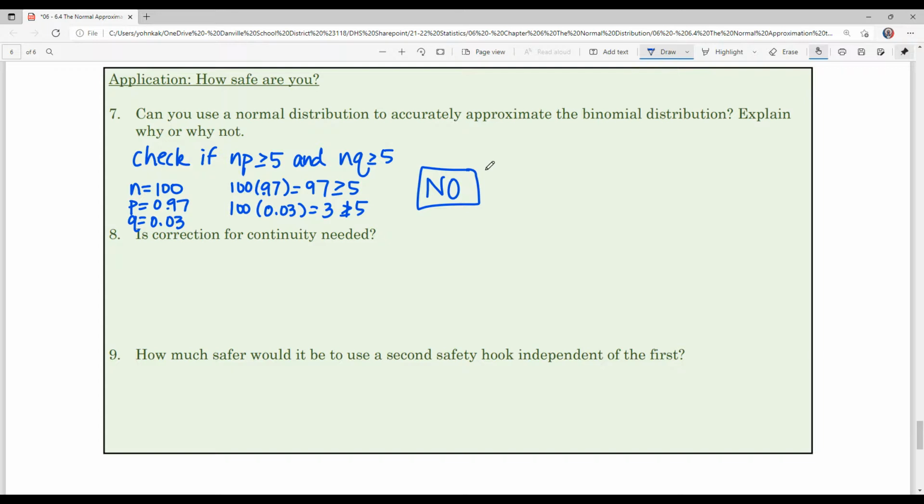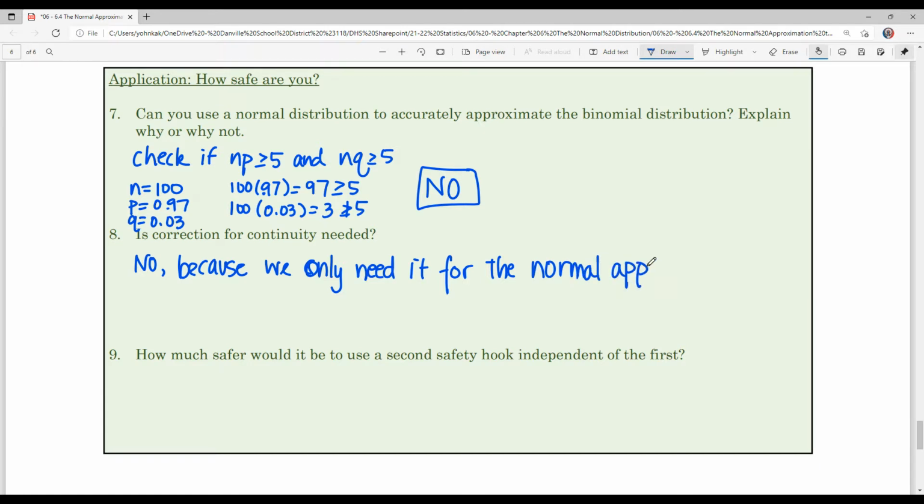Is a correction for continuity needed? The answer is no, because we can't use the normal approximation. No, because we only need it for the normal approximation to the binomial distribution. And since we are not using the normal approximation, we do not get to use a continuity correction.